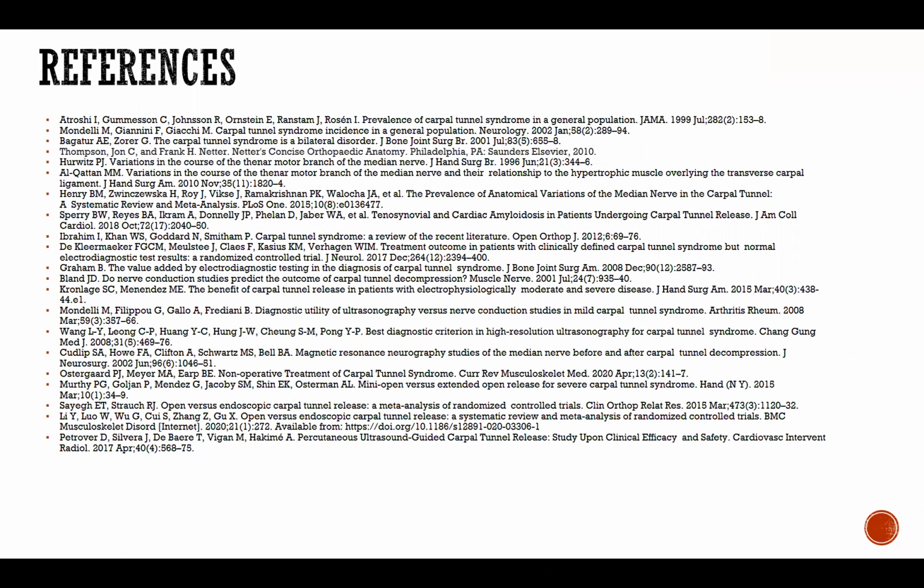Hey, that was a great presentation. I have a question for you. So if you had a patient and you were a hand surgeon after you're done with your residency that had numbness and tingling in their fingers for 3 to 6 months, would you get an EMG?